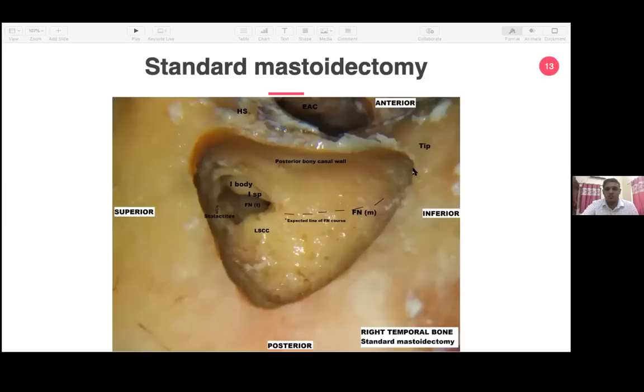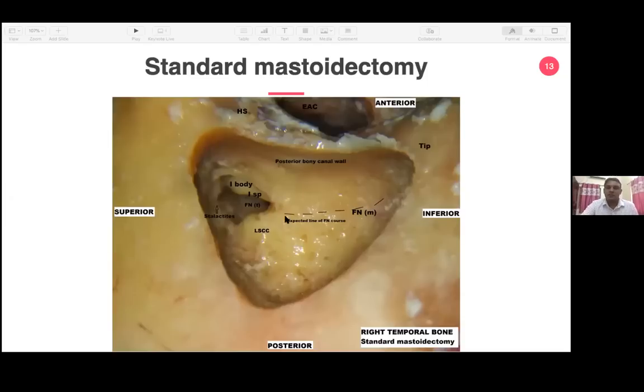Almost always. This is not a dictum that it should lie so in 100% of the cases, but in more than 90% of the cases, the facial nerve will lie posterior to a line joining the short process of the incus and the digastric ridge here. So if you draw an imaginary line from the short process of the incus towards the digastric ridge, the facial nerve lies almost always posterior to it.